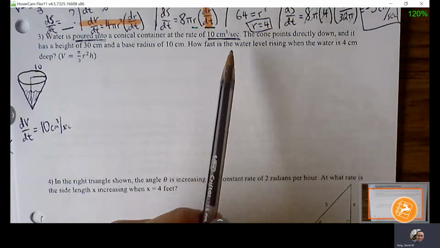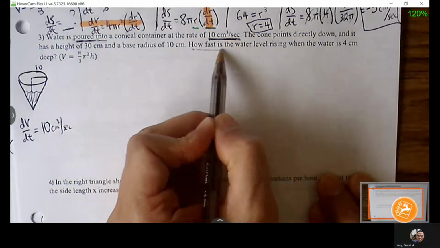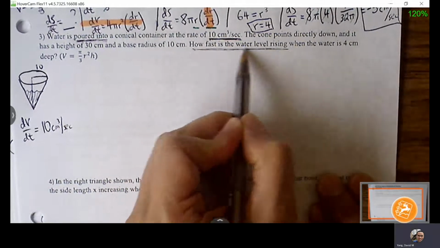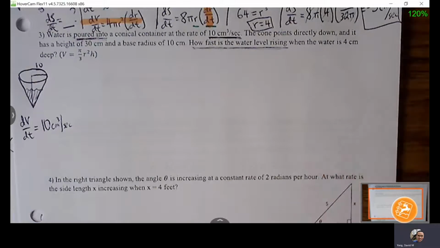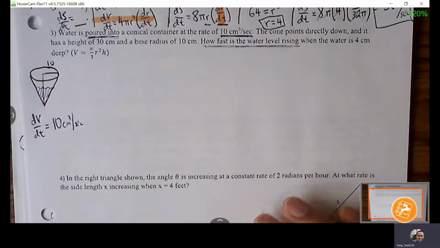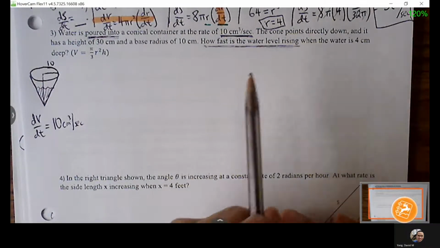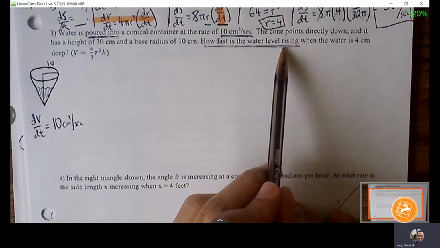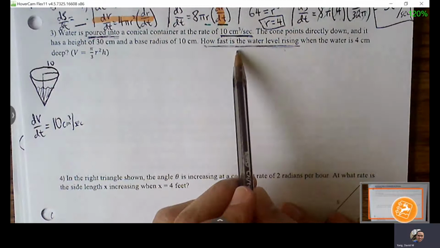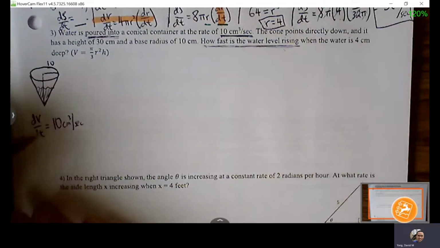How fast is the water level rising? Okay. What are we looking for? Which variable and which water level rising? That's referring to what? Change in height. So which variable is that? DHDT.